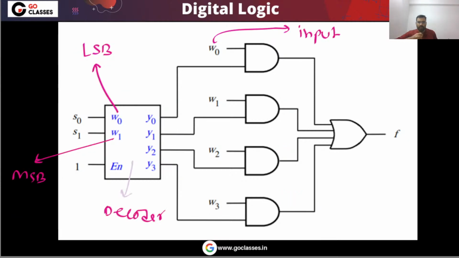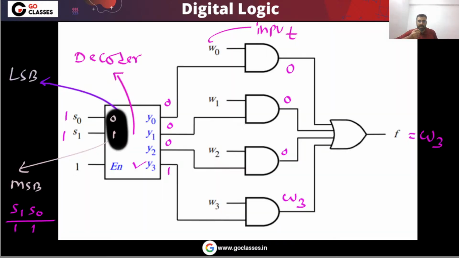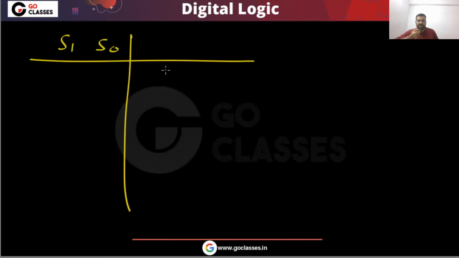So can anyone tell me what is this circuit? What is happening here? So this is S1. You can notice you have S1, you have S0. Enable is equal to 1. This enable is fixed, this is equal to 1. So the circuit is working.